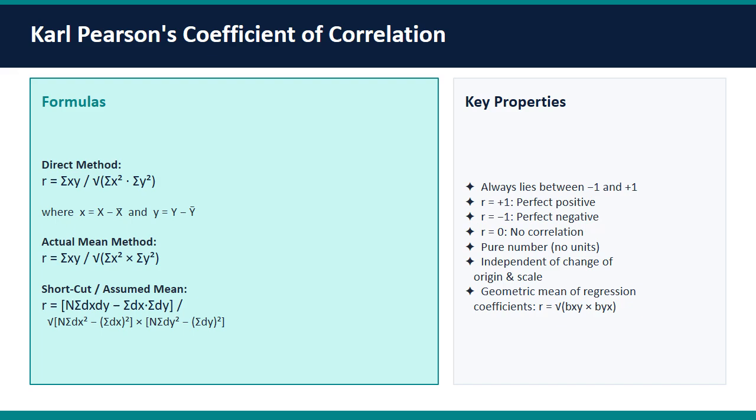Now let us understand the key properties of this method. The values lie between -1 and +1. As I said before, if r is equal to +1, then the correlation is perfectly positive. If r is equal to -1, then the correlation is perfectly negative, and if r is equal to 0, then there is no correlation. Karl Pearson's correlation is represented by r. We should also remember that it has no units, and it is independent of scale and origin. When do we use this method? We usually make use of this method when the data is numerical and when the relationship is linear.